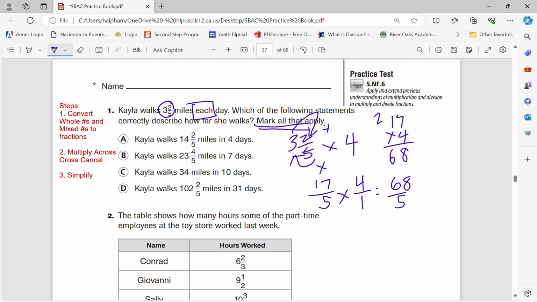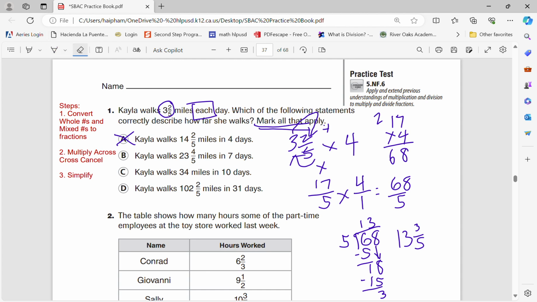Let's simplify by converting our improper fraction back to a mixed number. 5 will go into 6 one time. Bring that down, and now we have 18. 5 times 3 is 15, with the remainder of 3. That means my whole number is 13, numerator is 3, and denominator is 5. It does not match up with the 14 2/5, so this would be an incorrect statement. All right, let's look at the next one.